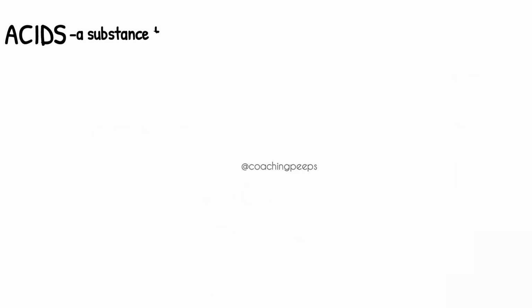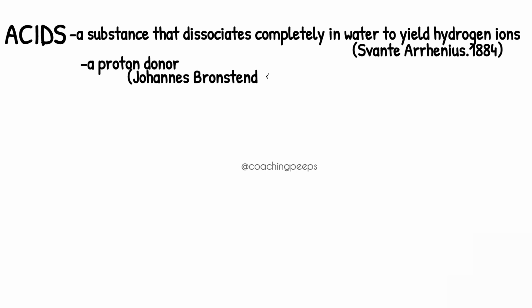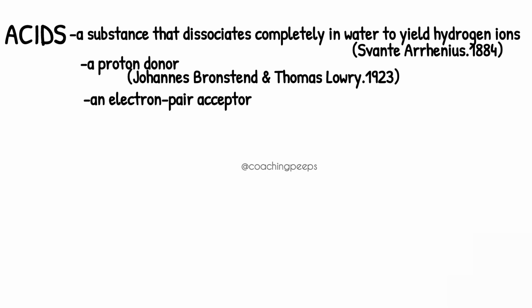According to Arrhenius theory, an acid is a substance that dissociates completely in water to yield hydrogen ions only. An acid also is a proton donor, according to Bronsted-Lowry's theory. Also, Lewis defined an acid as an electron pair acceptor, that is to say, acids accept electrons.